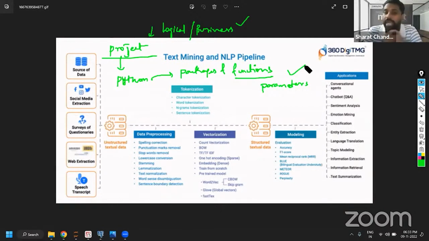Application part, right? Ultimately, application. So whatever you're learning, how do you apply it? Where do you apply it? What should be your approach so that you solve the appropriate business problem? Right? So try and have these aspects in your preparation as well.